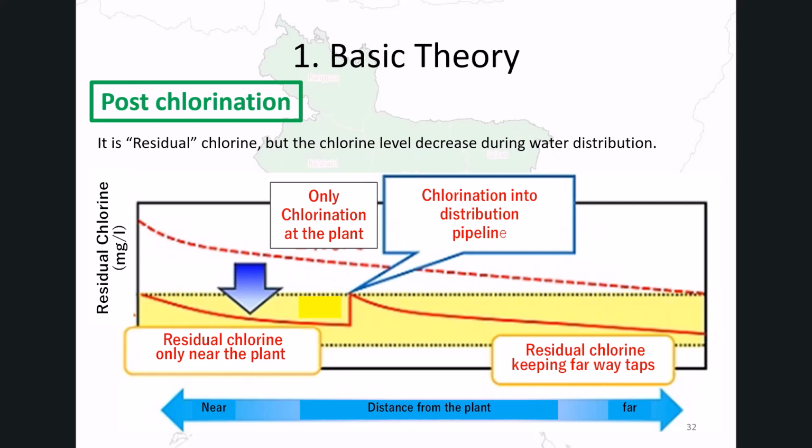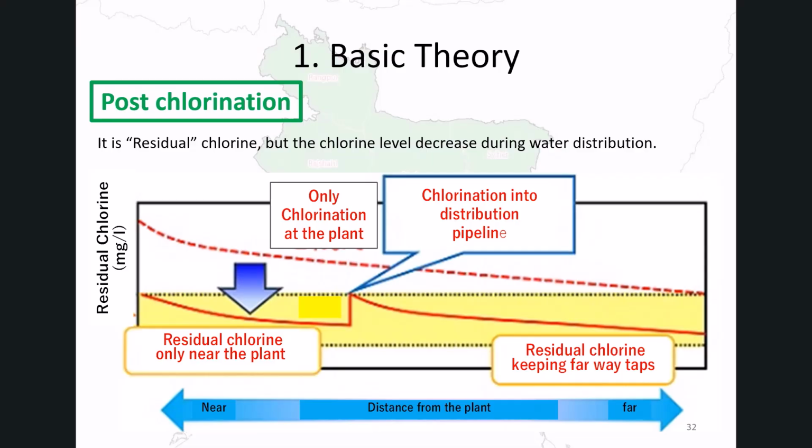As shown in this graph, residual chlorine does not remain constant after leaving the treatment plant. It gradually decreases during distribution. If chlorine is injected only at the treatment plant, residual chlorine may be sufficient near the plant but too low at distant points. This creates a risk where water at far locations is not properly disinfected. The graph illustrates this decrease over distance. The residual level near the plant is higher, but it falls as water moves through pipes.